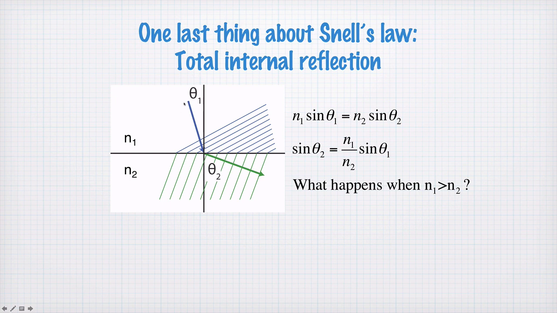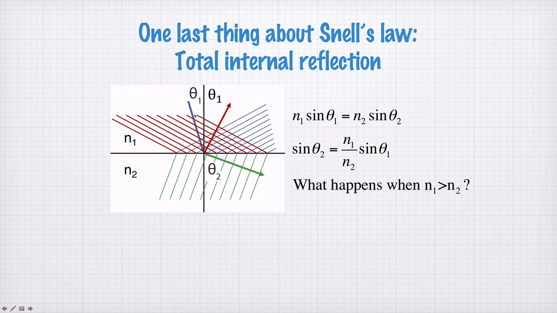We're imagining a situation where light is going from a material with high index to low index. So we're starting in, for example, glass and going to air. Some of the light is refracted, and theta 2 is larger than theta 1, and some of the light is reflected at angle theta 1.